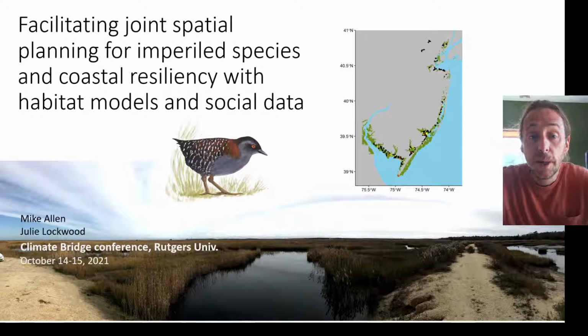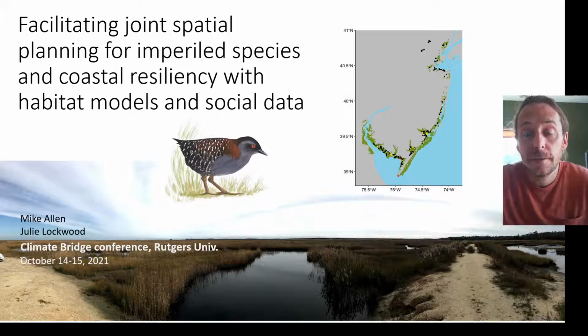So the black rail here has recently been listed on the Federal Endangered Species List. And we think that imperiled species like these that are threatened by sea level rise should really be placed on the map alongside of other social concerns and physical factors that are currently used in spatial sea level rise planning.